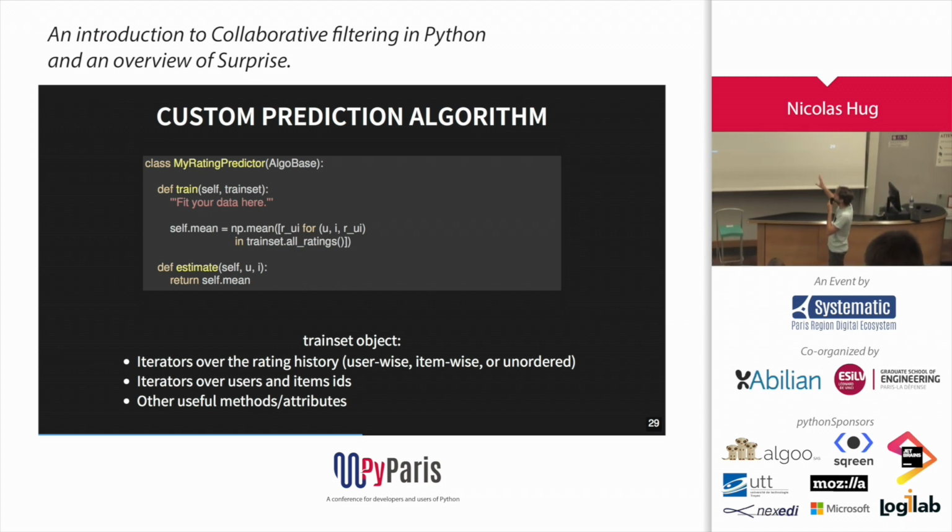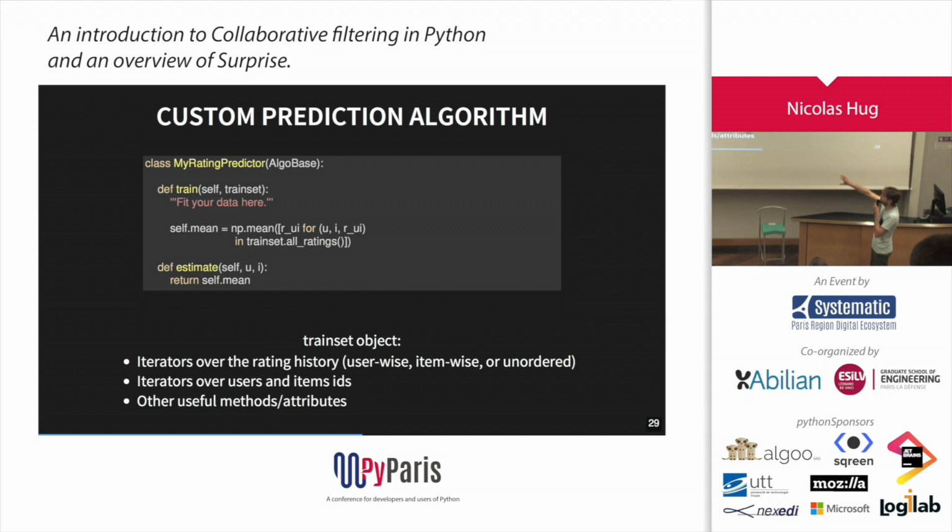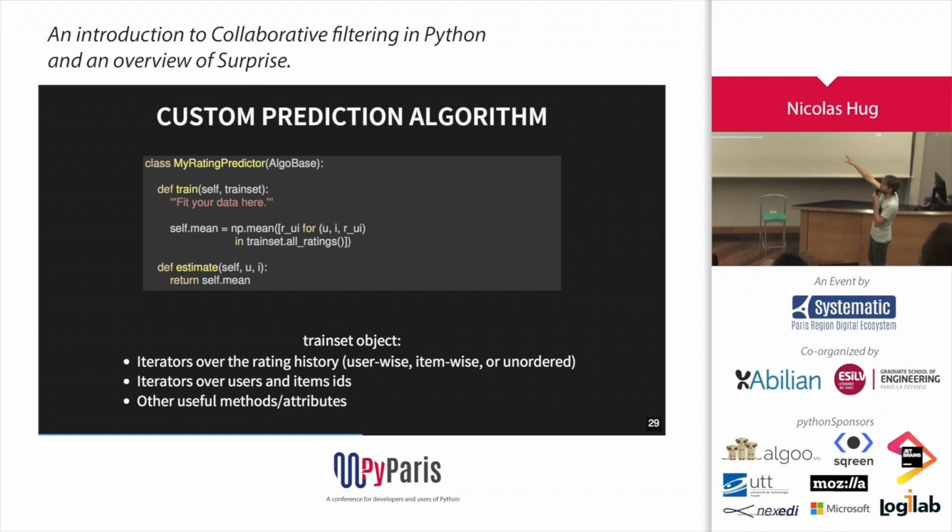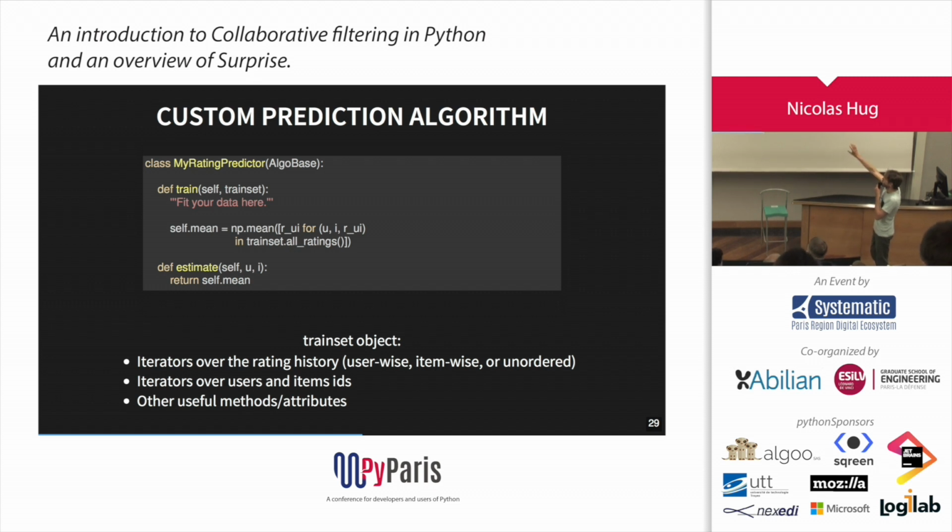For example, here we want to return the mean of all the ratings in the estimate method. So we just compute it in the train method, like in the fit. This is the fit method of scikit-learn. We just compute it in the train method, and then return it in the estimate method. The train set object that is passed to the train method has a lot of tools to make it easy for you to build your recommender systems. Many of them are iterators over users, over items, and over ratings.